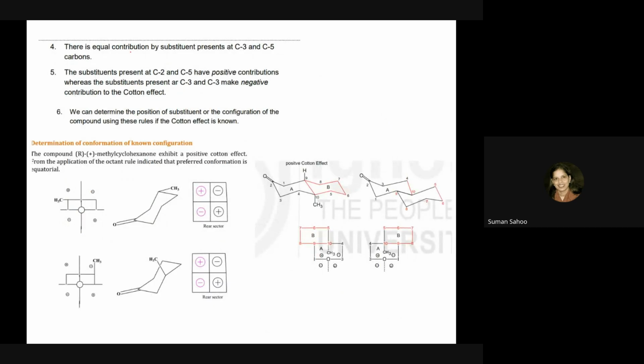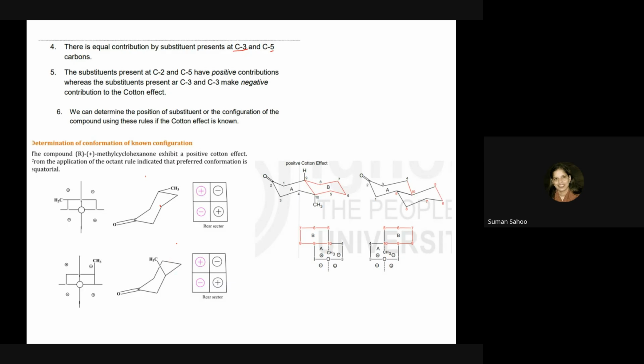So whether it is present at equatorial or axial, that is going to have equal contribution. For example, how you determine the configuration: your R-methylcyclohexanone exhibits a positive Cotton effect. So among these two, which one is the preferred conformation? We would check whether the CH3 group is on the axial position or the equatorial position.